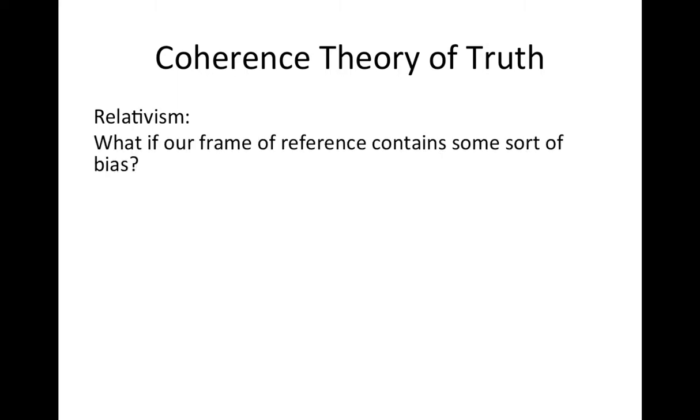So let's talk about some problems, and let's start with the coherence theory of truth. And I think you're starting to see what the problem might be. Changing the reference class too much, changing the puzzles too much, is maybe not such a great thing. And the reason why is because there might be some relativism here. So what if our frame of reference contains some sort of bias?